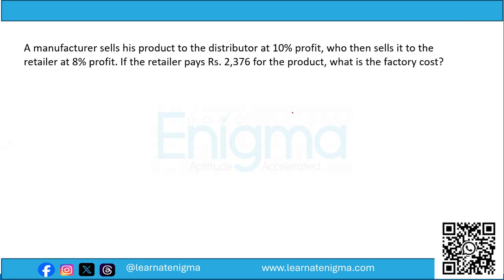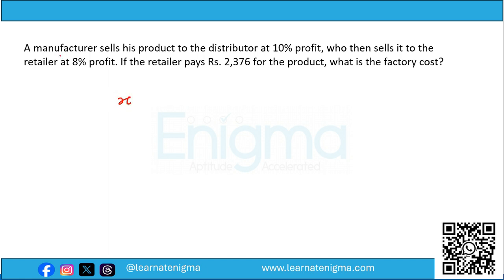A manufacturer sells his product to the distributor at 10% profit, who then sells it to the retailer at 8% profit. If the retailer pays rupees 2376 for the product, what is the factory cost? Now, let's assume the factory cost is X rupees.